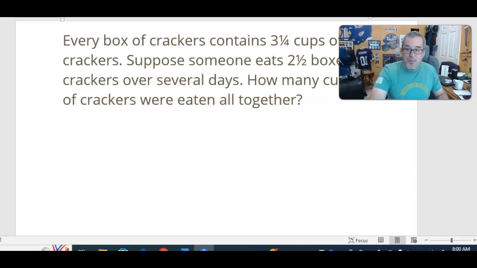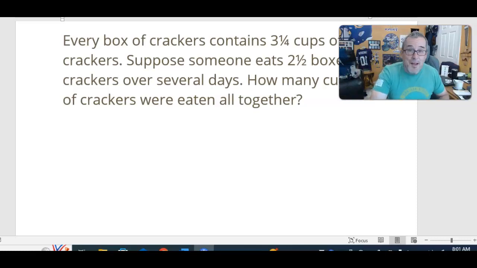here's a problem for you. Every box of crackers contains 3.5 cups of crackers. Someone eats 2.5 boxes of crackers over several days. How many cups of crackers were eaten altogether? Now, students have the foundational understandings to attack this problem. They might get into this in a minute, but I hope they recognize that this is a multiplication problem. They know what fractions are, and they have ways of thinking to attack this problem.